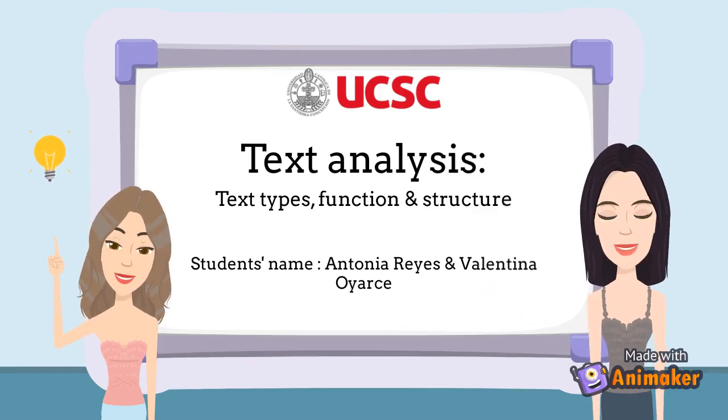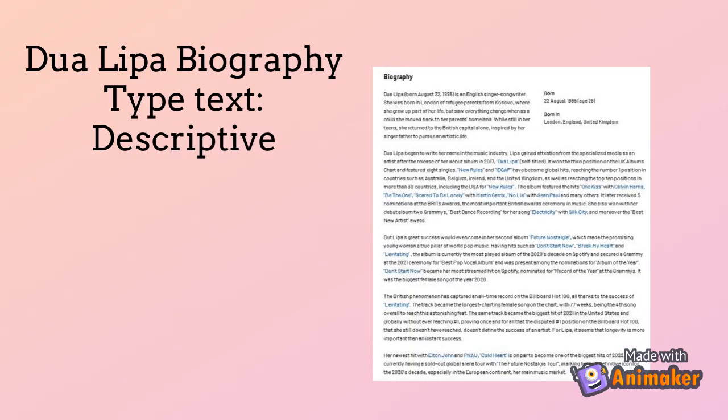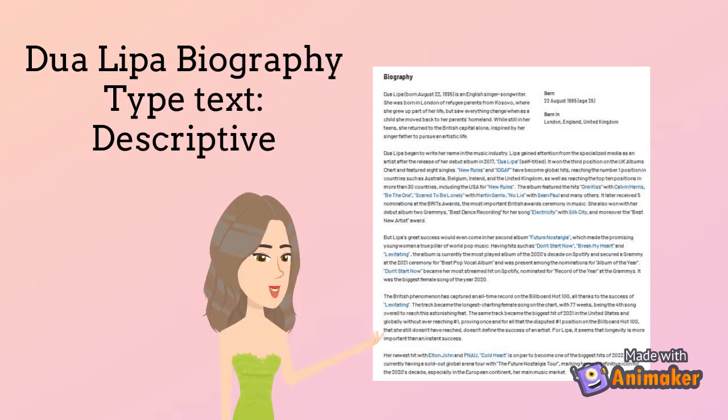We are going to show you how to analyze two different types of text. The main objective of this tutorial is to identify different text types, scaffolding, grammatical features, progression patterns, and other essential elements. The first text is a biography of the English singer Dua Lipa, published on the website last.fm by the author Kelly Acey in 2022.